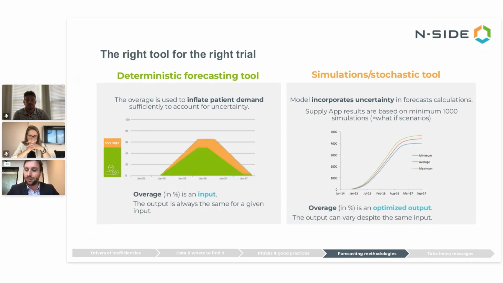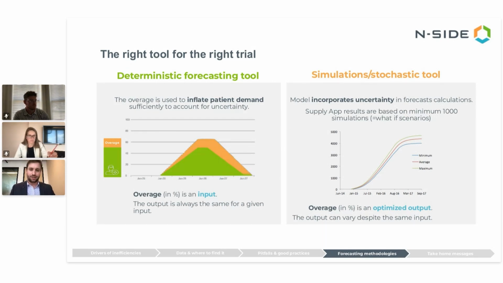To be sure that you are familiar with these two concepts, we have this small slide to show you the difference. So the deterministic forecasting tool on the left is this idea that you will compute the demand of the patient, and on top of it, you will add an average that you decide. So the trial manager will decide the average to apply in a trial, and this average will be used all along the trial. So this average is an input in the model.